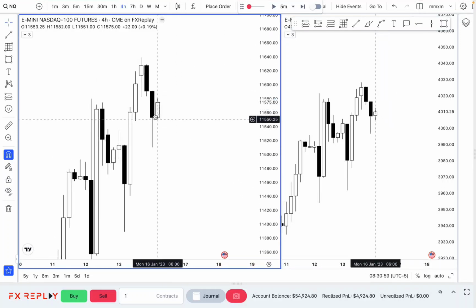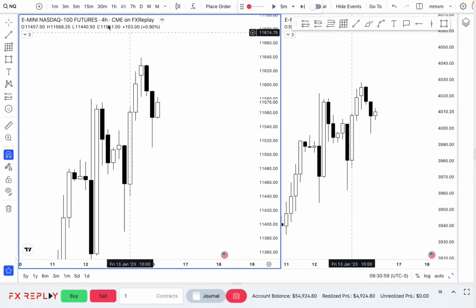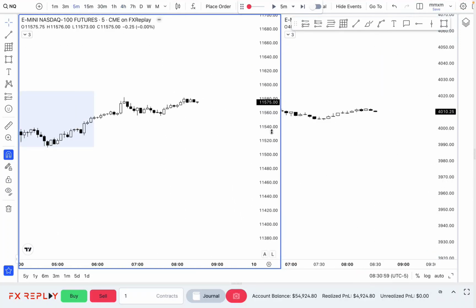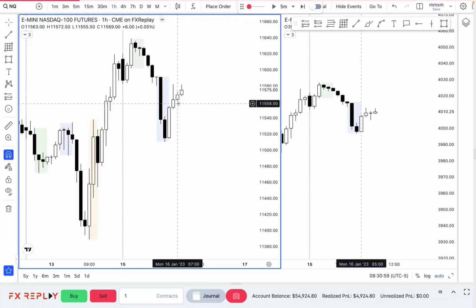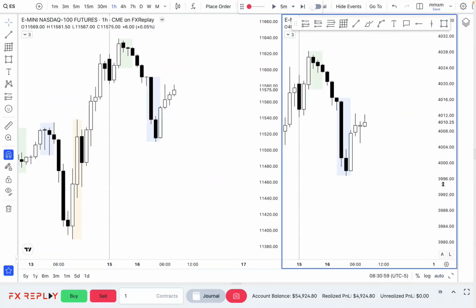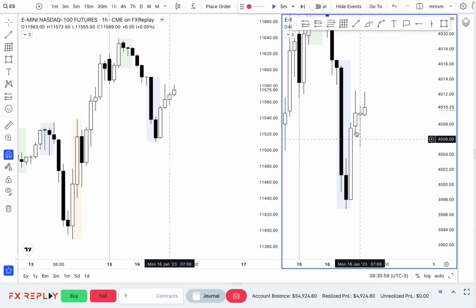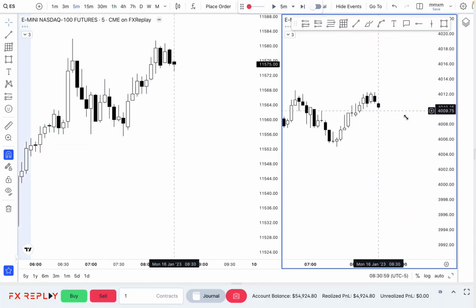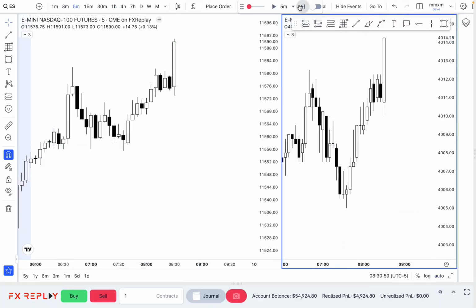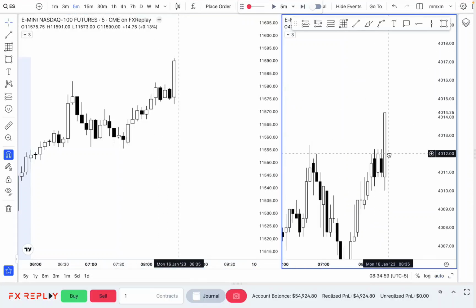So this is a valid 6 a.m. candle expansion, really, is what you'd be looking for here. So you have a fractal model here, a divergence. So this could be a model here on ES. Yeah, so you see this expansion here?